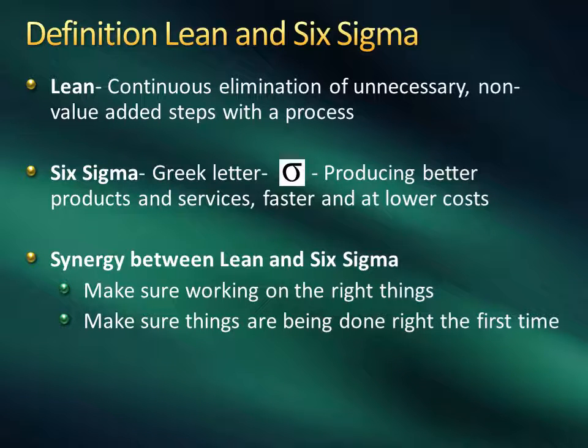So when you're looking at the synergy between Lean and Six Sigma, what you really want to be doing is making sure that you're working on the right things and then making sure that things are being done right the first time. So in a nutshell, really what Lean and Six Sigma is all about is looking at new or existing processes and figuring out the best way to most effectively either roll out a new process or enhance an existing process.